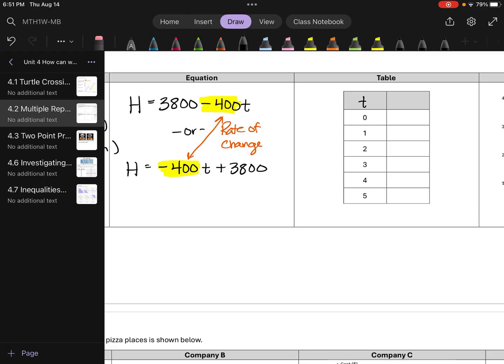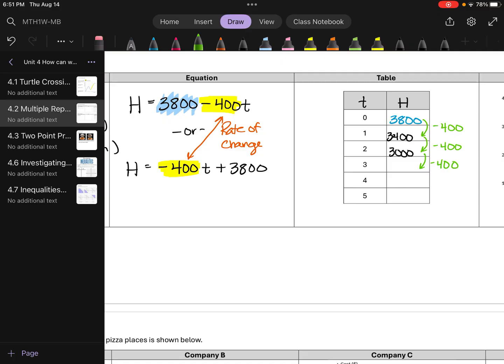Okay, so we're still talking about time and height. My initial height, so in this case, my 3,800 is on my graph. And so I start at 3,800. And every single time I go up 1 hour, my helicopter is losing 400 feet. So that first hour, my helicopter is going to be at 3,400 feet. And then it's going to lose 400 every single time after that. So then it's going to be at 3,000 feet.